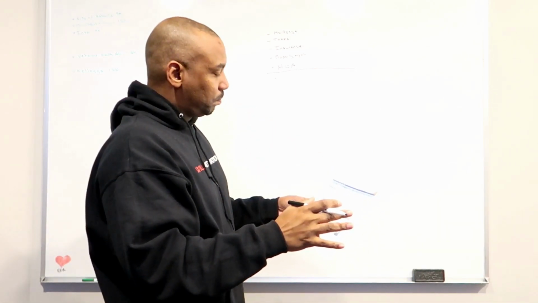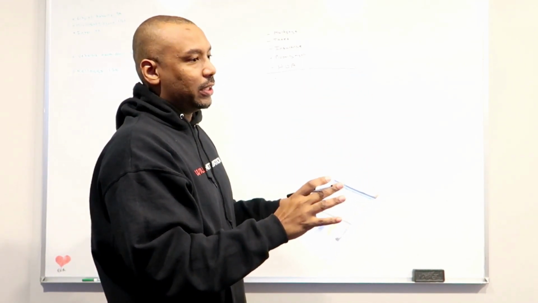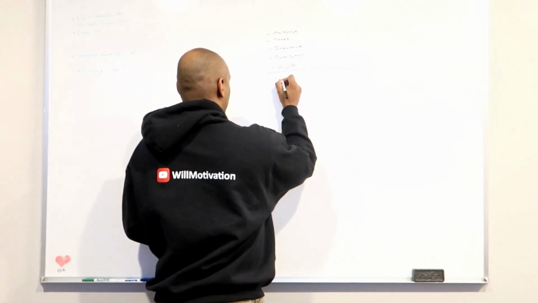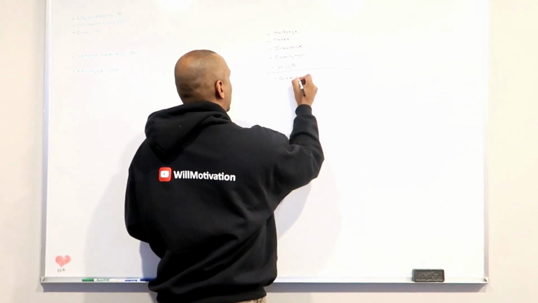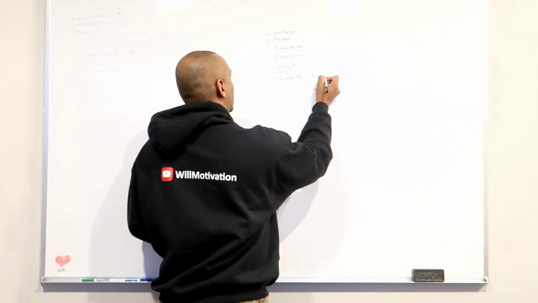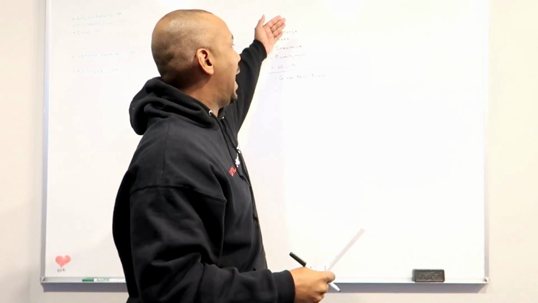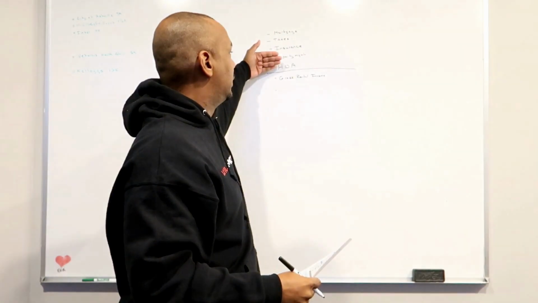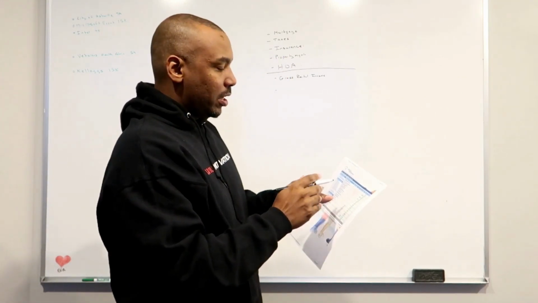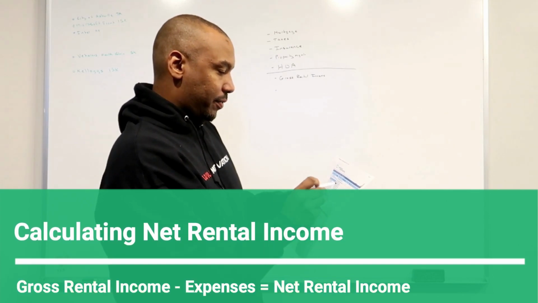But once you have those monthly expenses, then what you want is your gross rental income. Okay. And then what you do is add up all of these expenses and subtract them from your gross rental income. So I'll give you guys an example of a property that I have, $1,295.